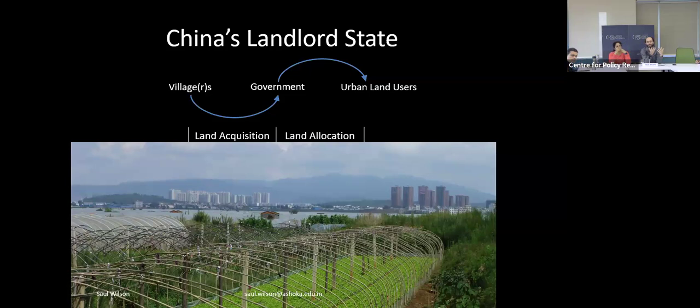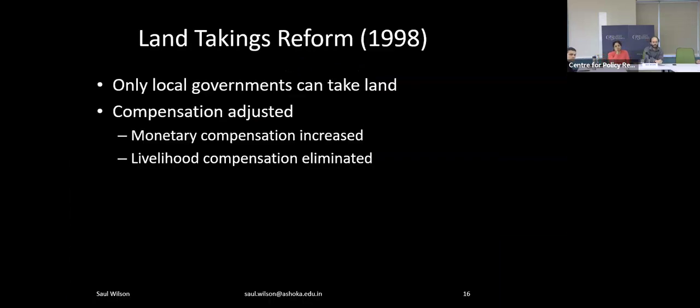And in order for the state to be able to act as a landlord state, in order for the state to be able to do this in support of its own industrial policy, that land has to transit the government on the way between being in villager hands and real estate developers' hands. And so in 1998, there's a significant reform to the land takings process.